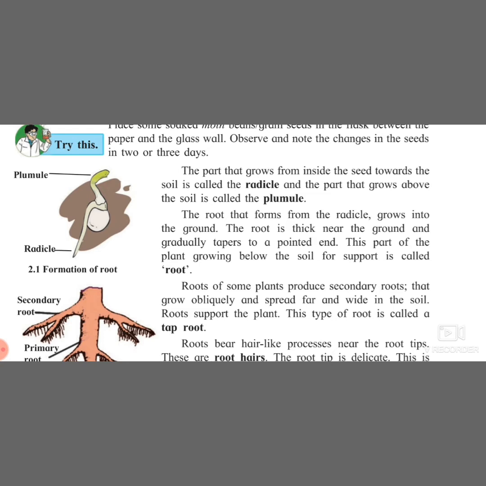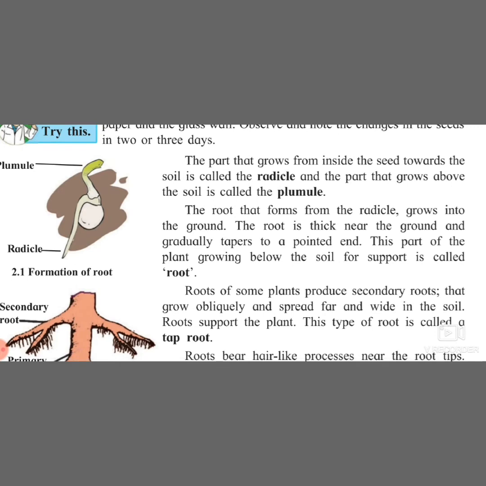So this radicle is later converted into roots that grow inside the ground. The root is thick near the ground and gradually tapers to the pointed end. If you observe any of the roots, you can see it is a little thick near the ground area. But as it goes down, it goes on decreasing. You can see it is getting a little reduced. This part of the plant growing below the soil for support is called root. So what will be the definition of root over here? The part of plant which is growing below the soil for support is called root.